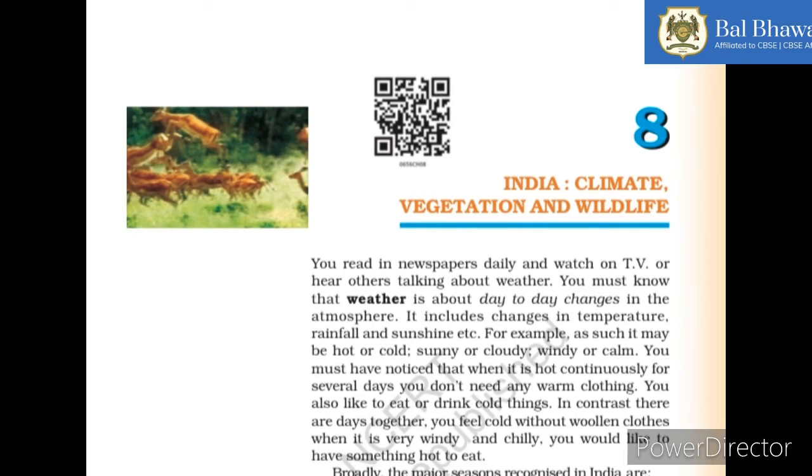These days, you must have seen the days are hot and the nights are cold. That means in a day, temperature is changing, or it's quite sunny, and some days it is very cloudy. For example, it may be hot or cold, sunny or cloudy, windy or calm. You must have noticed that when it is hot continuously for several days, you don't need any warm clothes. You also like to eat or drink cold things. In contrast, there are days together when you feel cold without woolen clothes. When it is very windy and chilly, you would like to have something hot to eat.